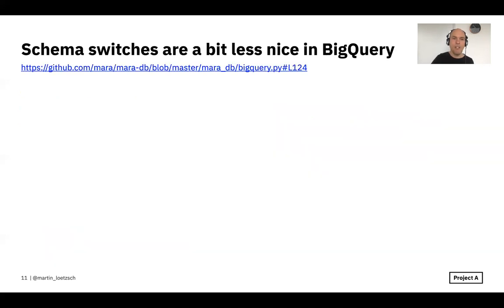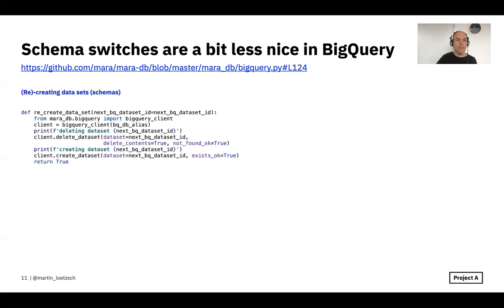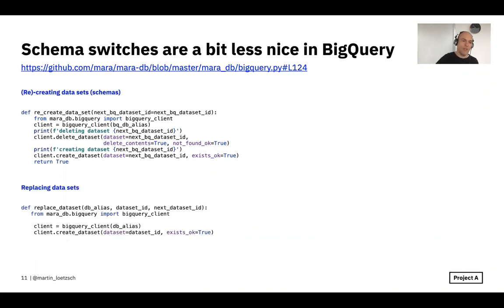If you are in BigQuery, then it's a bit less nice, or you could also say it's quite ugly. Right, so you don't have DDL statements in BigQuery for that. So for the recreation of a data set, you have to write Python code or any other kind of language for how to do that. So you basically, if there is a data set already, you delete it and afterwards create it. For replacing data sets, it's a lot harder, right?